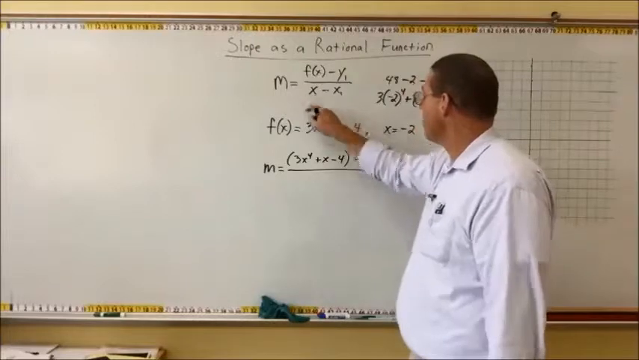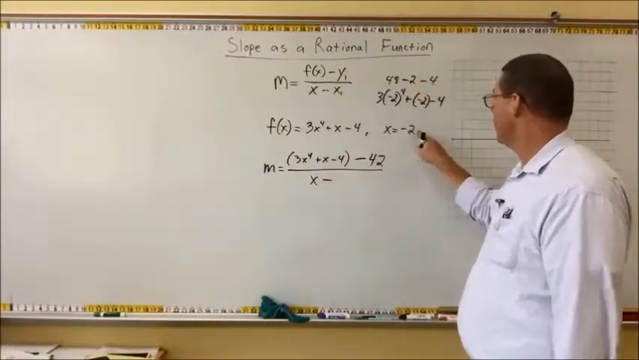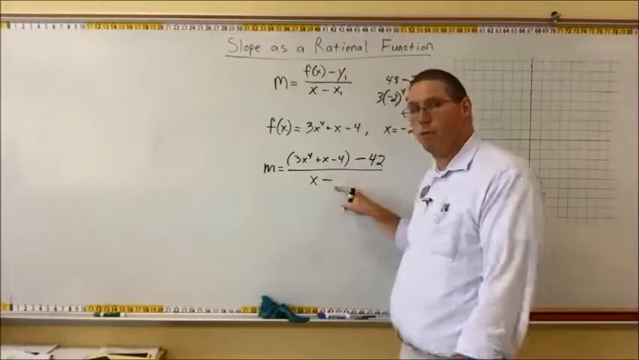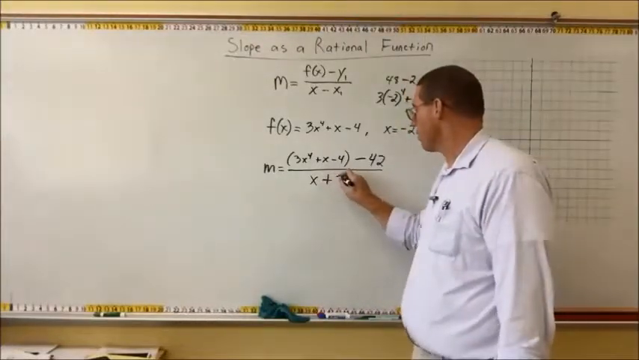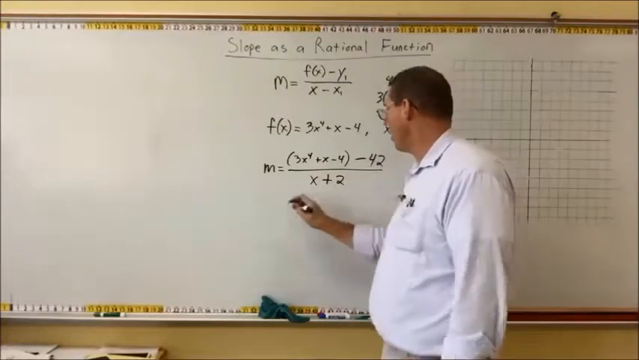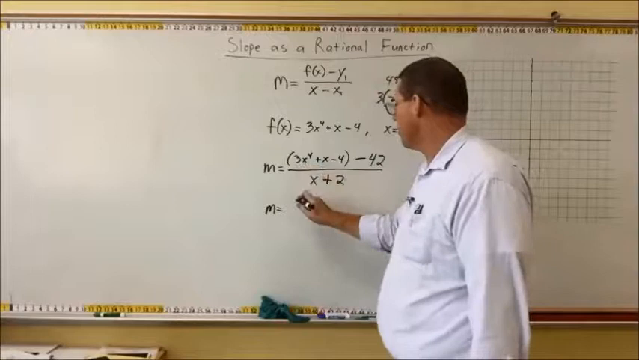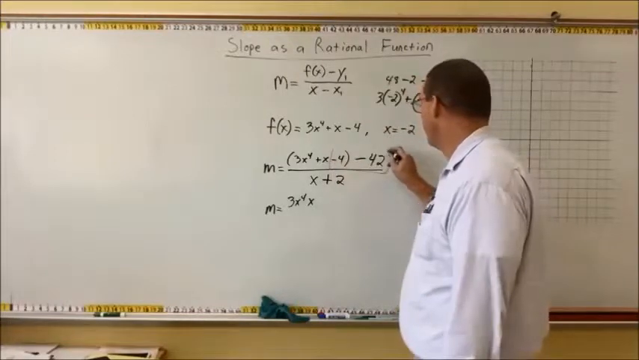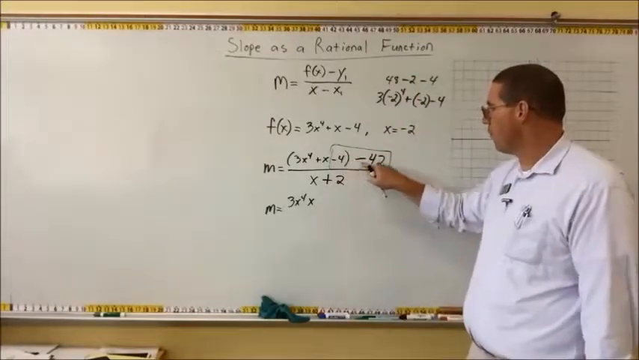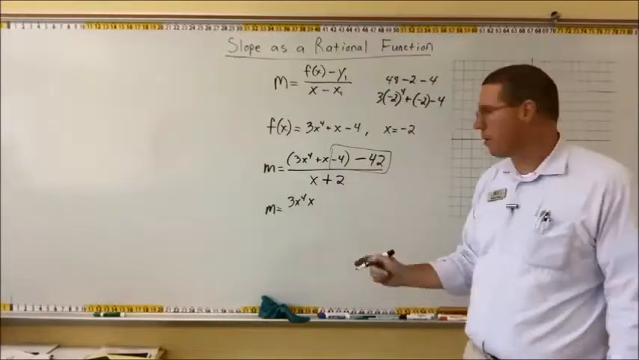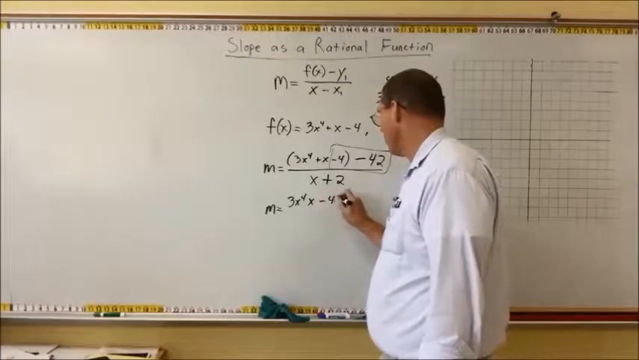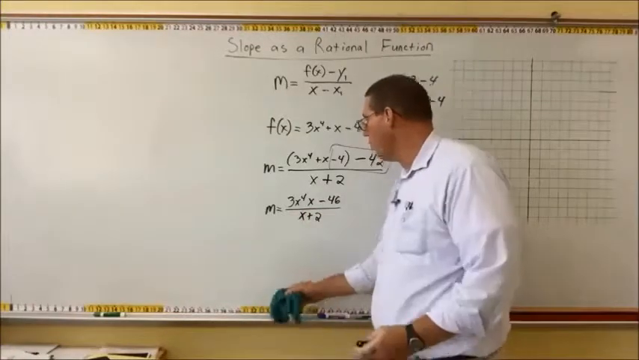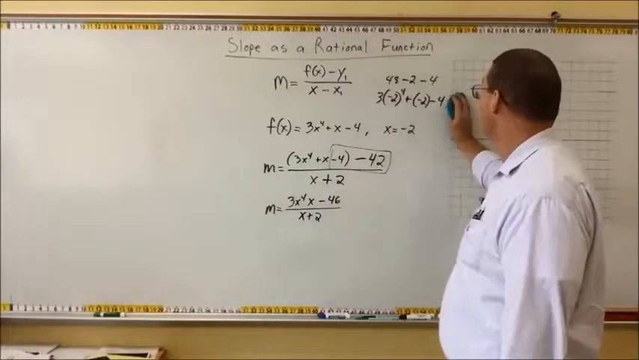All over x minus -2, right? Because our x1, the x value we're given, is -2. So if I put a -2 here, we'll have x minus -2. Well, minus negative means plus. So x plus 2. So now we'll just simplify the numerator here, and we'll have m equals 3x to the 4th plus x. And you're only ever going to have to simplify by combining these constant terms. We've got a minus 4 minus 42. -4 minus 42 is -46. So minus 46 over x plus 2. And so we have finished step 1. We have identified slope as a rational function.